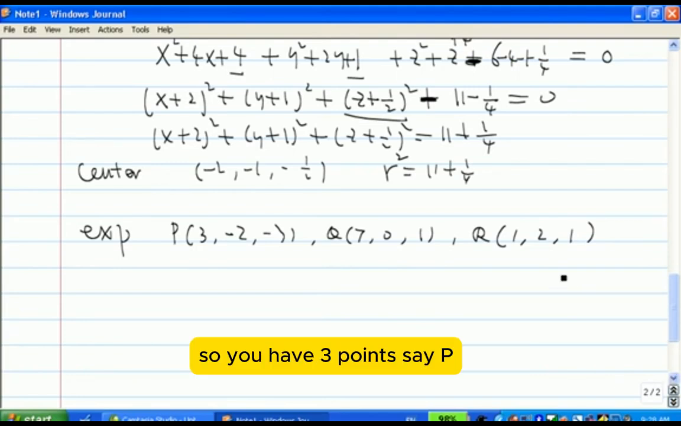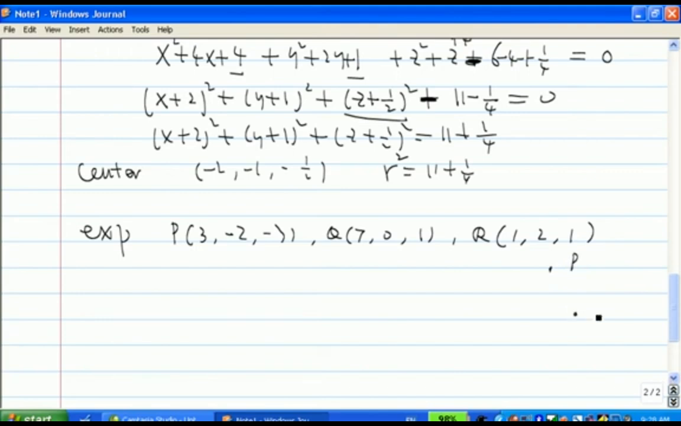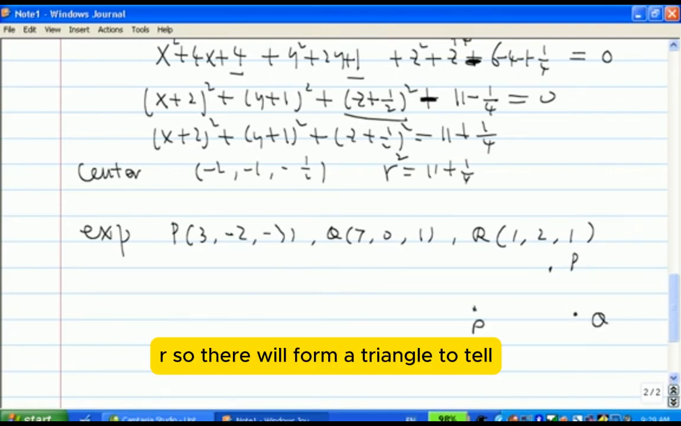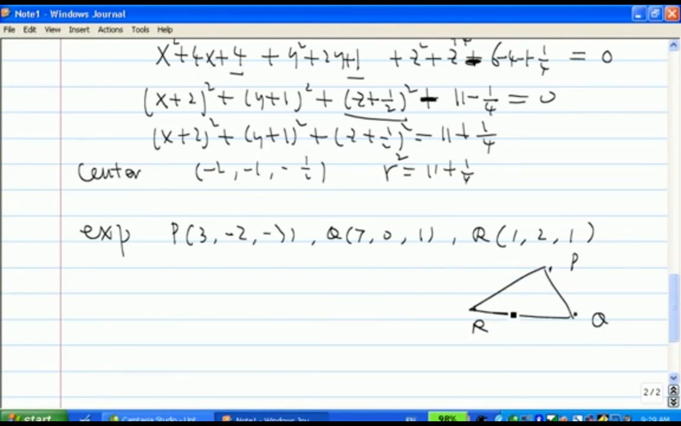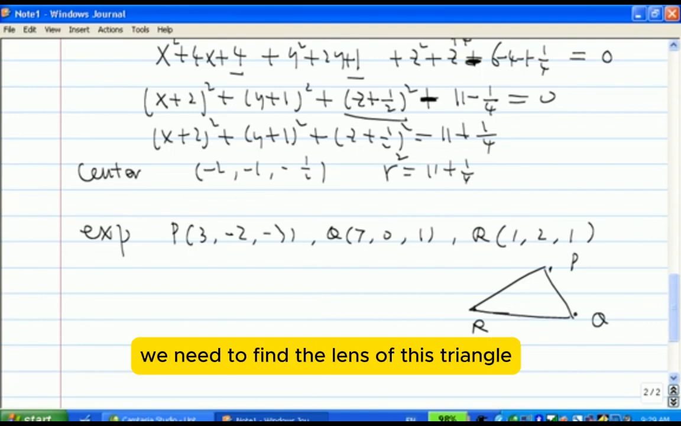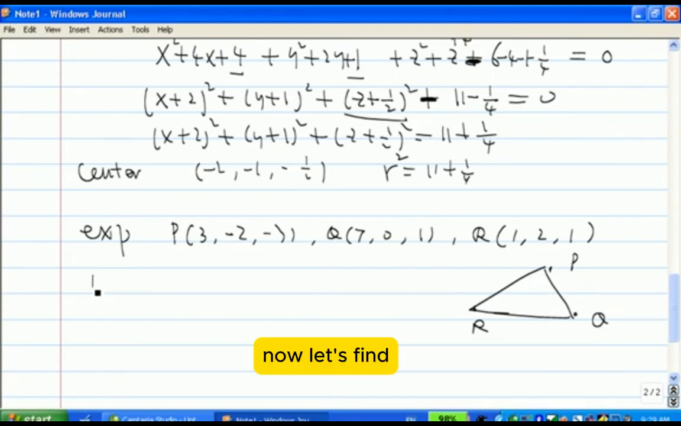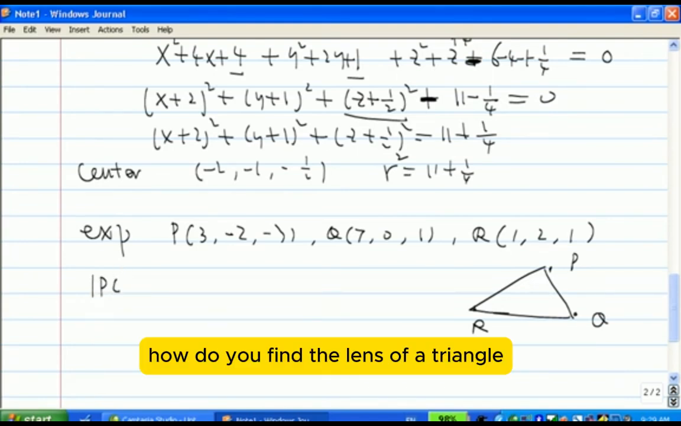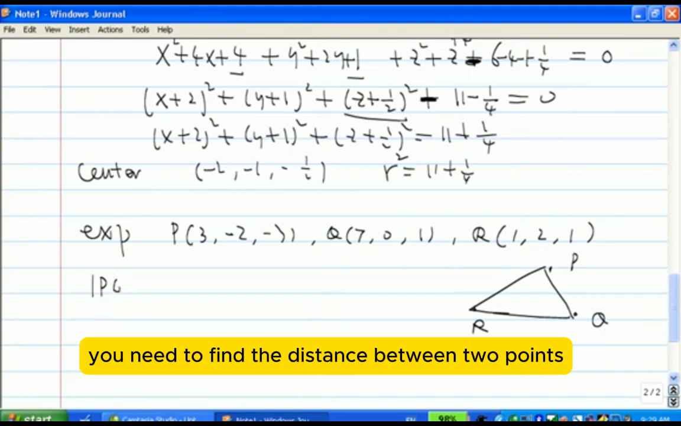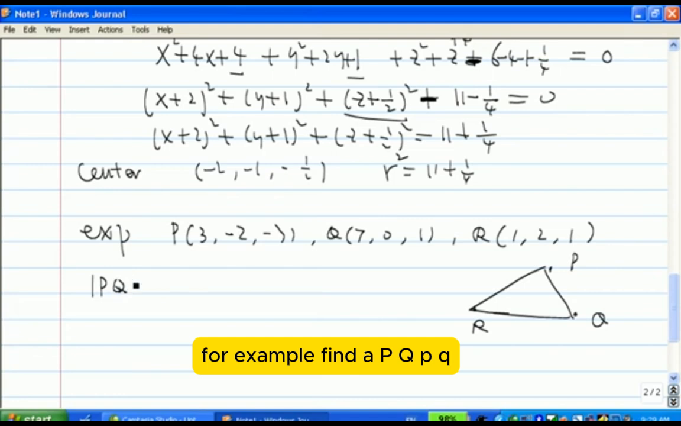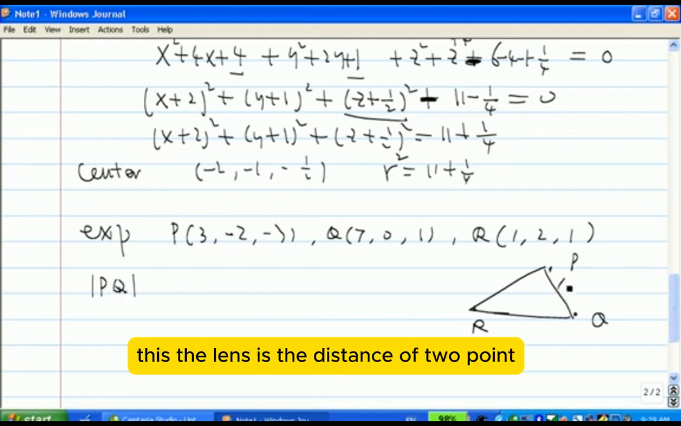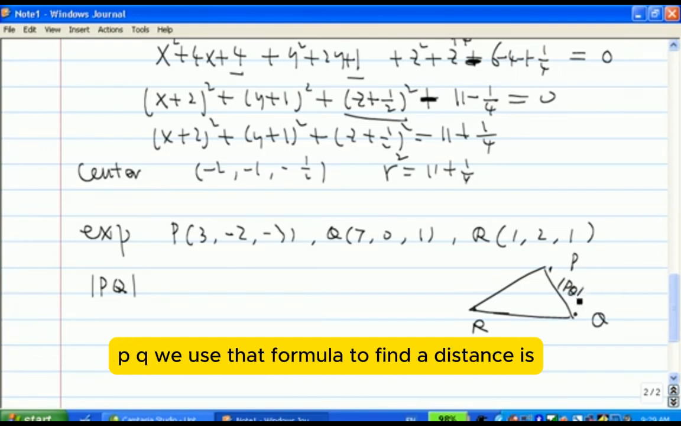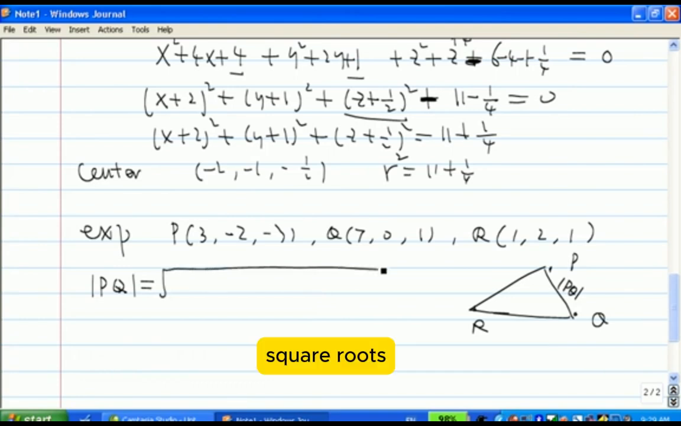So you have 3 points, say P, Q, R. They will form a triangle. To tell what kind of triangle that is, we need to find the lengths of the sides of this triangle. How do you find the length of a side? You need to find the distance between 2 points. For example, find PQ. The length is the distance between 2 points. We use that distance formula with square roots.